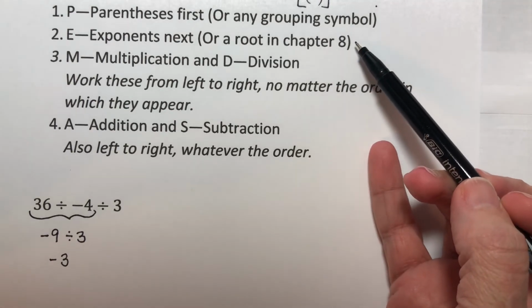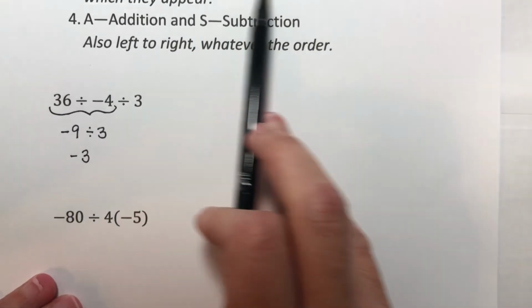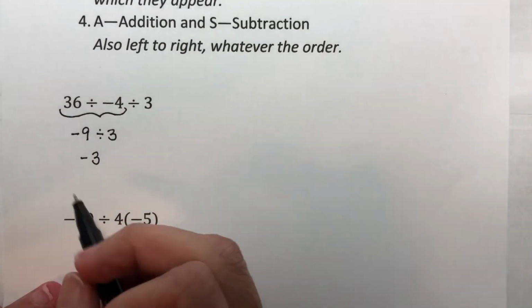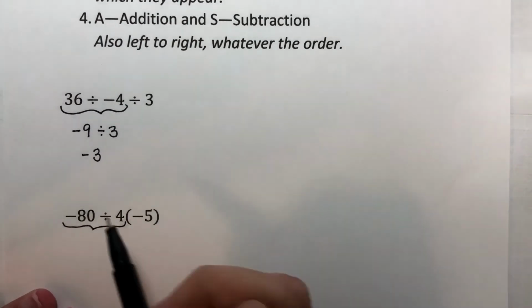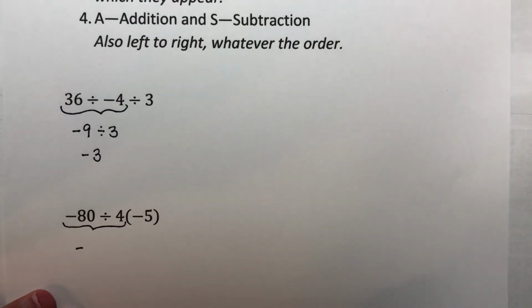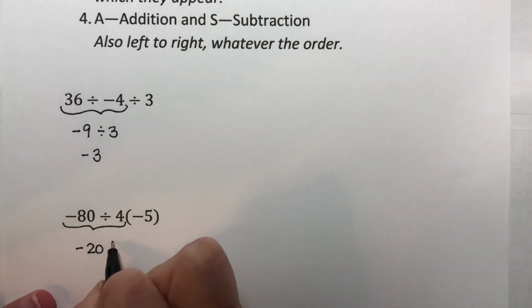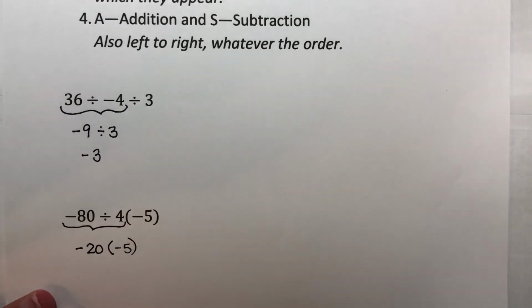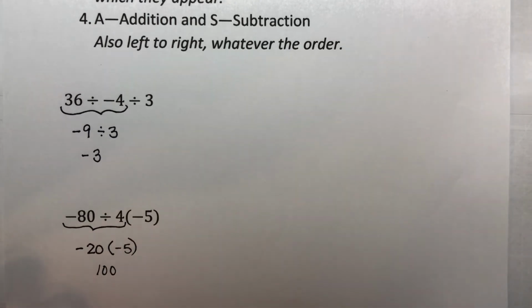I don't have any exponents in here. I do have a multiplication and I have a division, and I have to work these from left to right. So I have to do this division first, even though it looks like we should do that part first. Negative 80 divided by 4. These have opposite signs, so my answer is going to be negative. Negative 80 divided by 4 would be 20. So this is negative 20 times negative 5. Okay, now I have to do the multiplication. Negative 20 times negative 5 gives me a positive, because they have the same sign, 100.